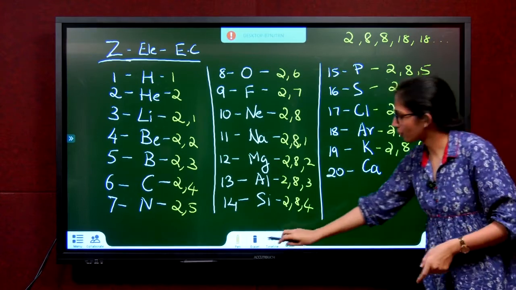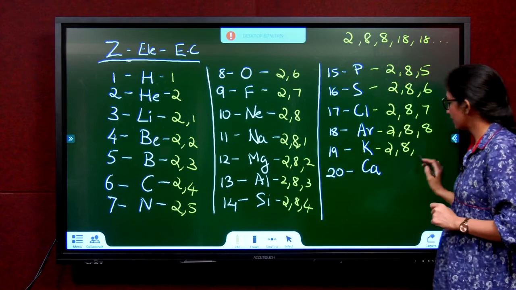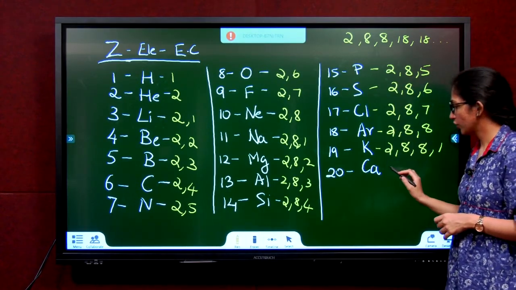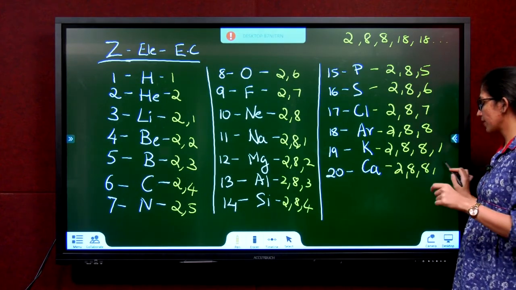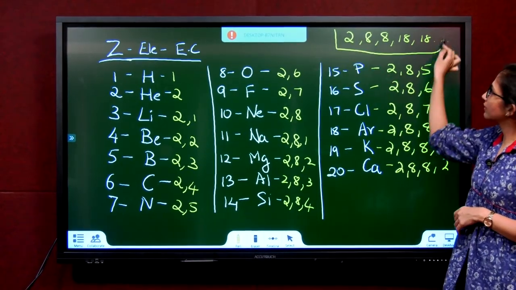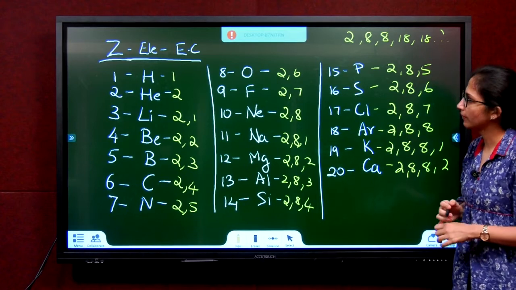Is that possible? No, wrong, because it can hold only 8 right now. So it's 8 and goes to 1. Calcium 2, 8, 8. The remaining 2 goes to the next shell. Please follow this order. This is the maximum capacity for now that the shell can hold.